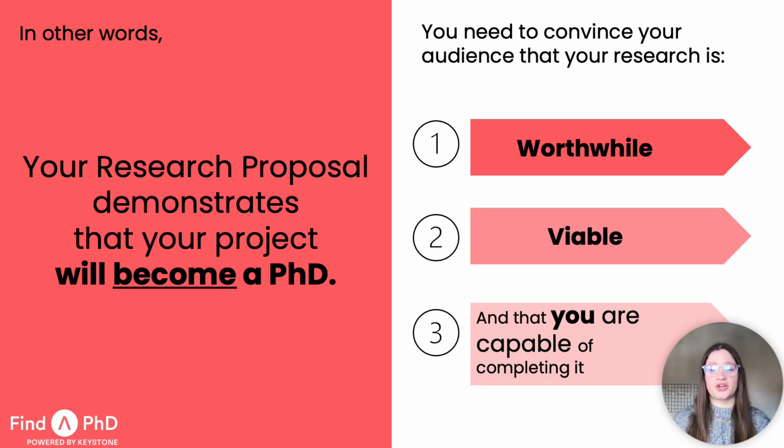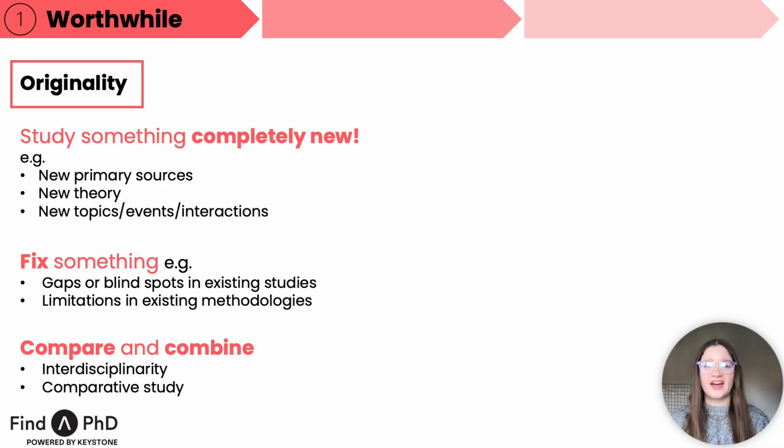So how do you show that your project could become a PhD? You need to show it's worthwhile, that there's a point and a need to do this research. You need to show it's viable, that the work can be done with support within 3 to 4 years, and that you're the one capable of completing it, which is your chance to show your passion and your experience. So how do you make your project worthwhile? Well, originality is key. But how can you be original?